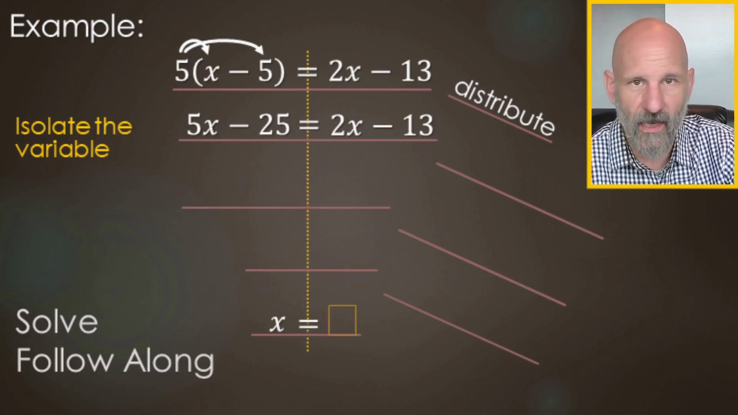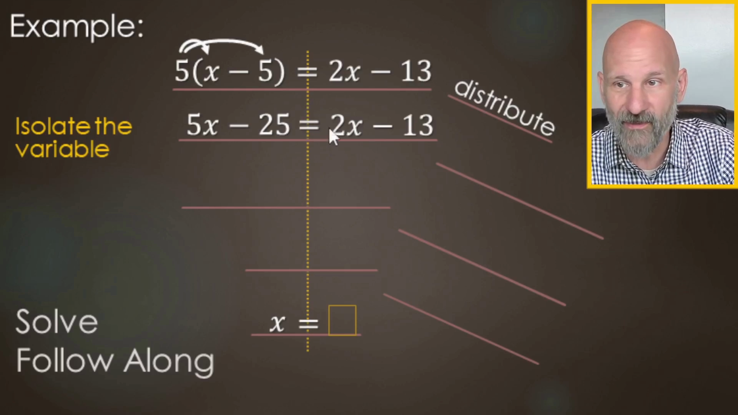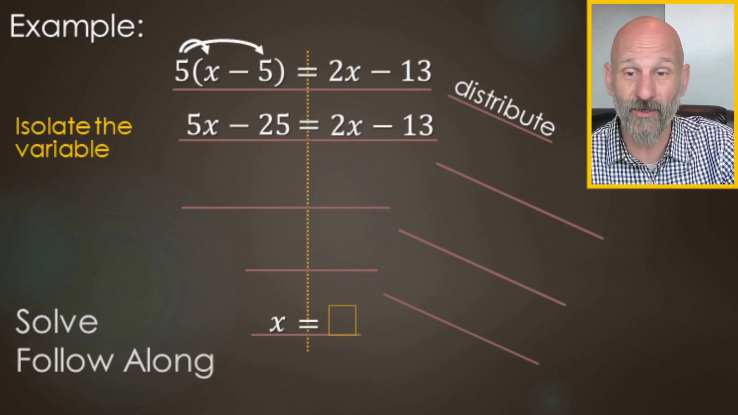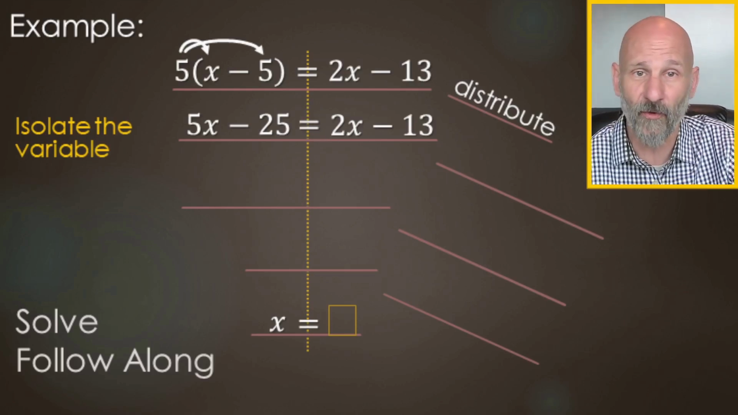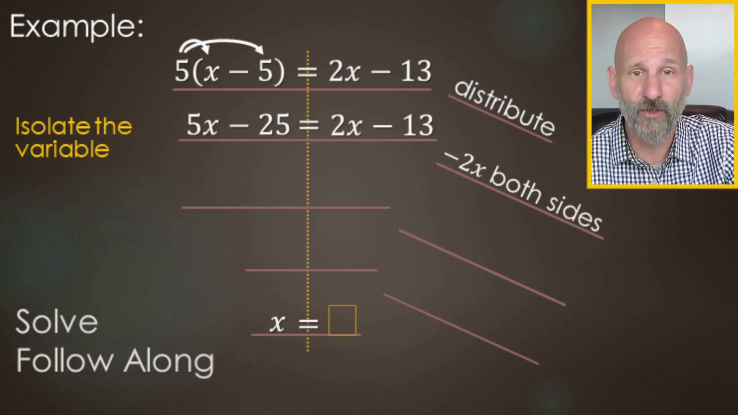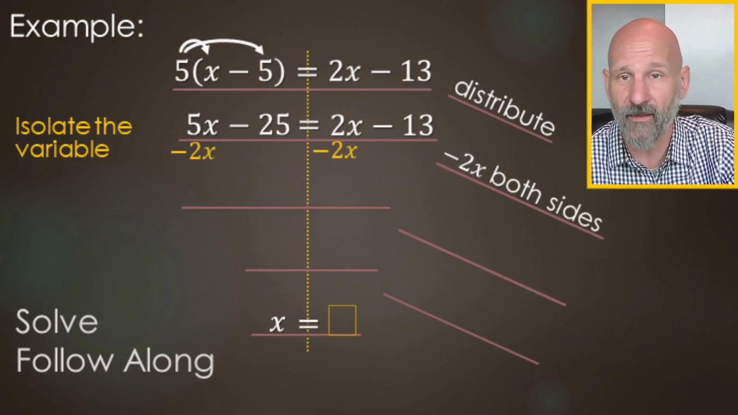So let's say we wanted x's on the left here. We don't want these 2x's here. So we are going to undo the 2x's on the right-hand side with a minus 2x's to both sides. So it looks kind of like this.